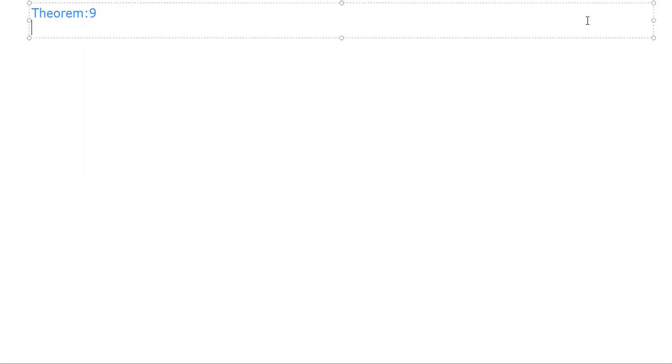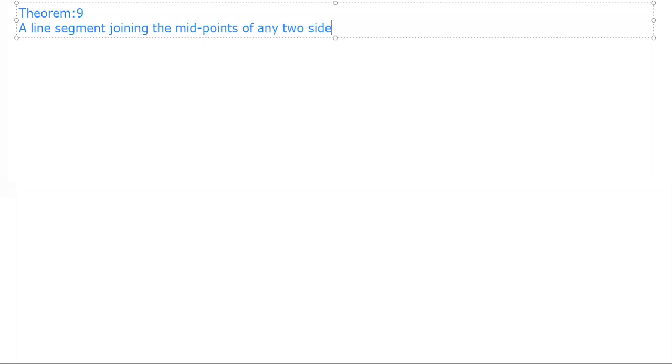In the converse of theorem 8, in theorem 9, the statement is: a line segment joining the midpoints of any two sides of a triangle is parallel to and half of the third side.